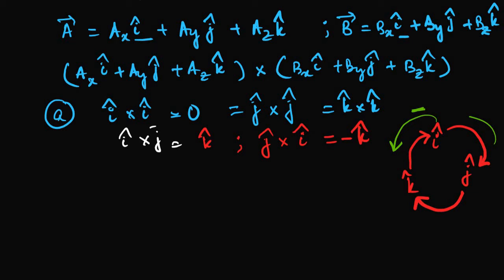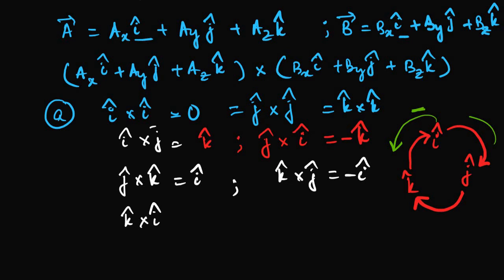So similarly, I am going to write the other ones also. j cross k is i, but k cross j equals to minus i. Similarly, k cross i is j, the left one which is mutually perpendicular to the other two. Similarly, i cross k taken in reverse or anti-clockwise manner will give minus j. So considering all these things, what would be the vector product in Cartesian coordinates?